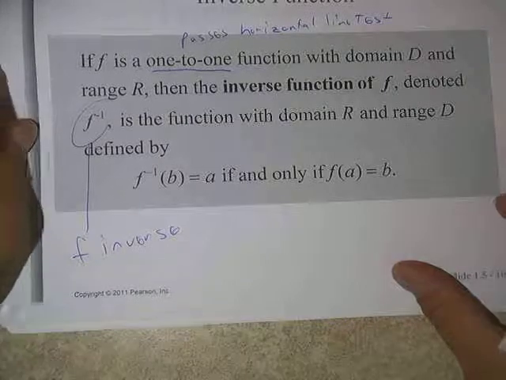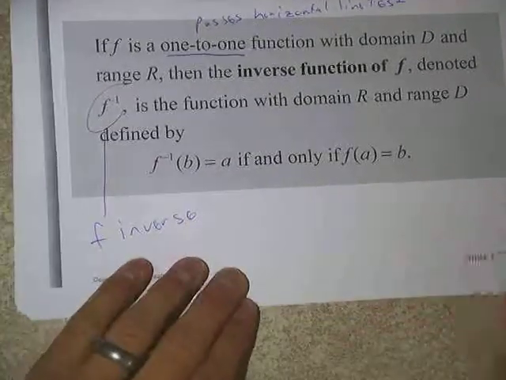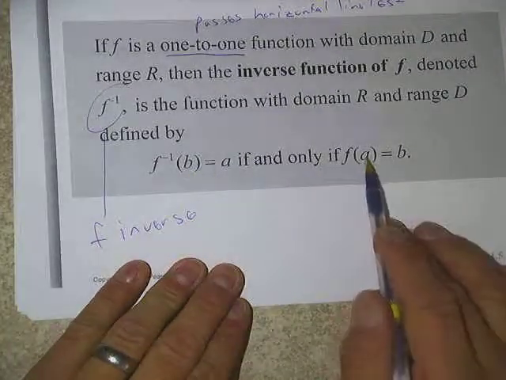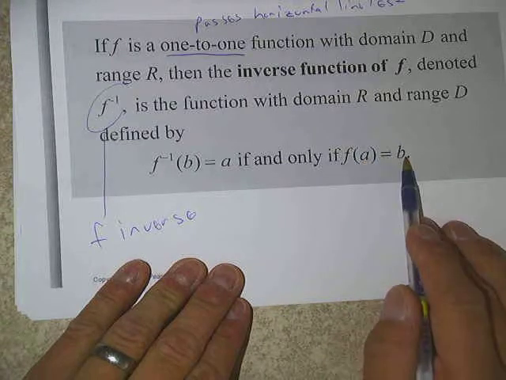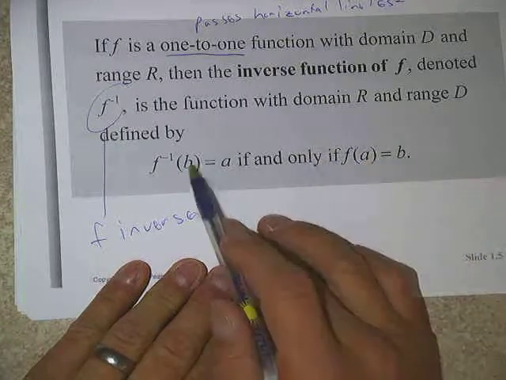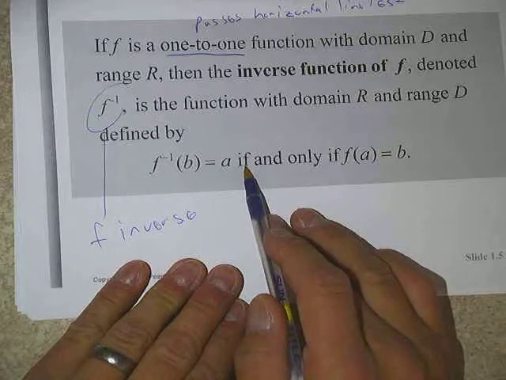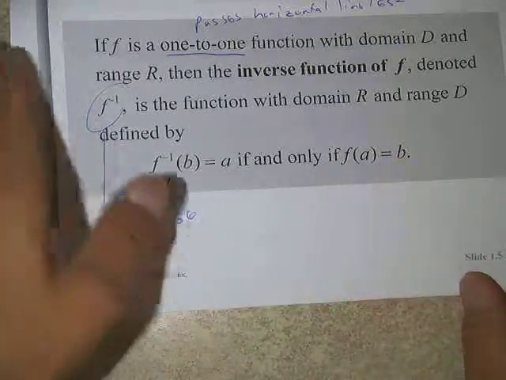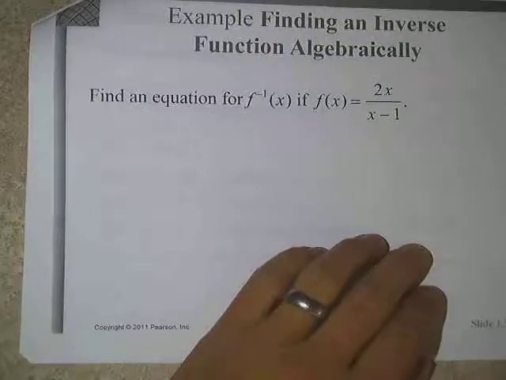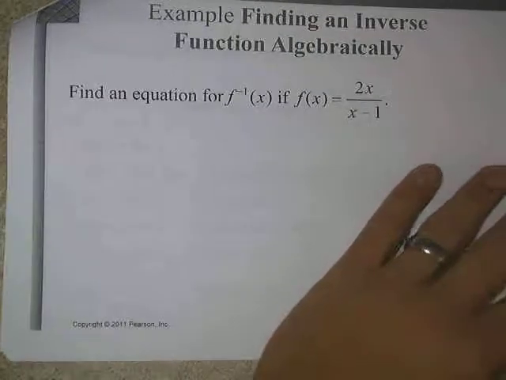In other words, they flip-flop domains and ranges. So if the function has a domain of 0 to 5, then the inverse is going to have a range of 0 to 5. They flip-flop domains and ranges. The other fact here was that A-B business: if we put in A and we get out B from the function, then in the inverse, if we put in B, we get back to A. That's just another illustration of the A-B idea we talked about a minute ago.